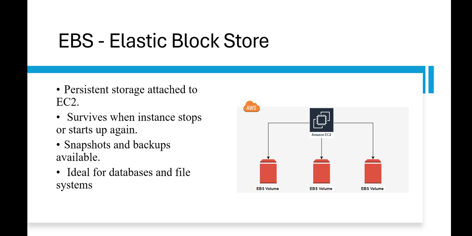And EBS is the Elastic Block Store. It is persistent storage attached to EC2, and data is retained when the instance stops or starts again. Snapshots and backups are available, ideal for databases and file systems. Every EC2 instance needs storage, and AWS provides it using Elastic Block Store, or EBS. These are durable volumes that act like virtual hard drives. You can attach them to your instance and they persist even if you stop or reboot your server. You can also take snapshots for backups and disaster recovery, making EBS ideal for databases and high availability systems. Here is a picture of Amazon EC2 and the Elastic Block Store volumes.